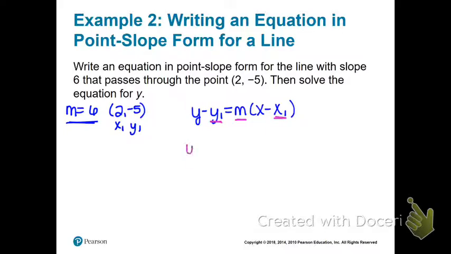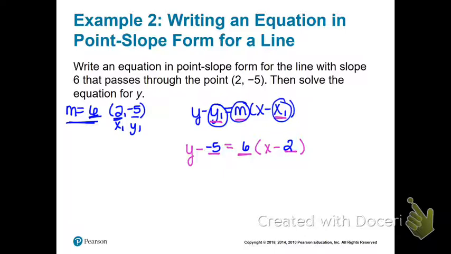So I'm going to build my skeleton. So y minus, I'm going to plug in a number, equals, I'm going to plug in a number, parenthesis, x minus, I'm going to plug in another number, close your parenthesis. So as we go through it, what is our y1? Well, it's negative 5. What is our slope? It's 6. And what is our x1? It's the 2.